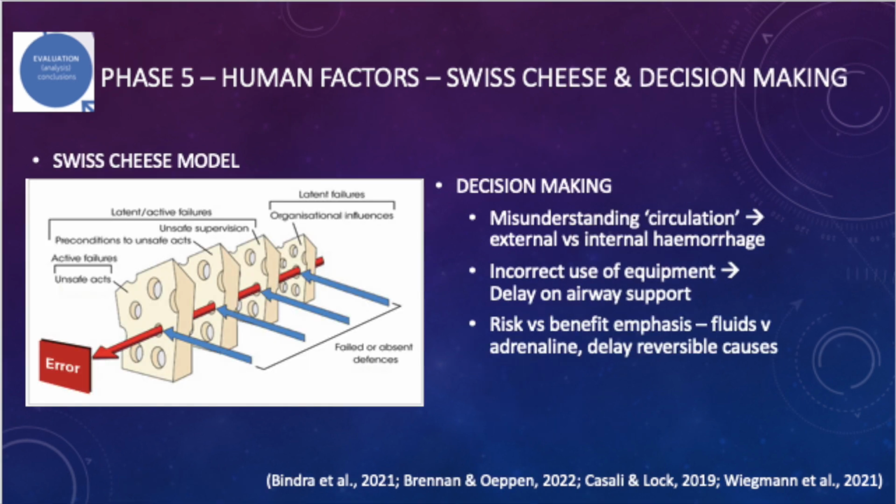The Swiss cheese model, or the error chain, is not usually a single event, but rather the cascade of failed or absent barriers which can lead to a major error occurring, such as significant patient harm. This chain is often expedited through poor decision making.